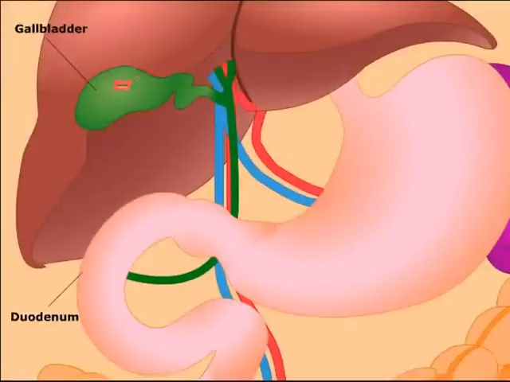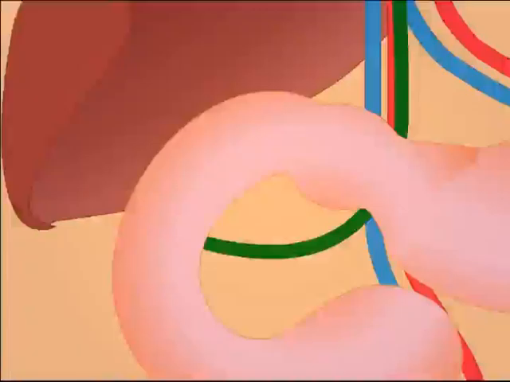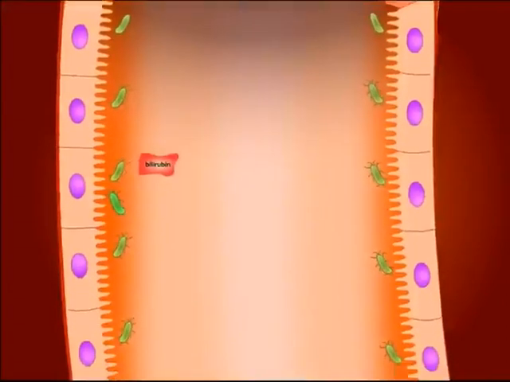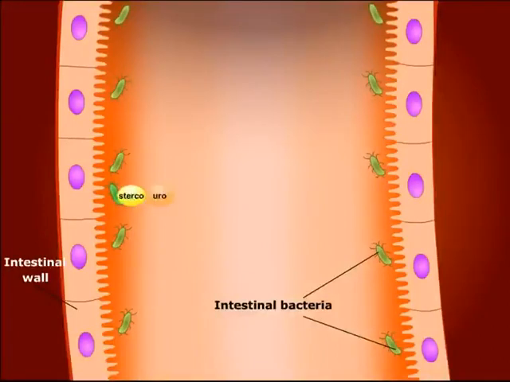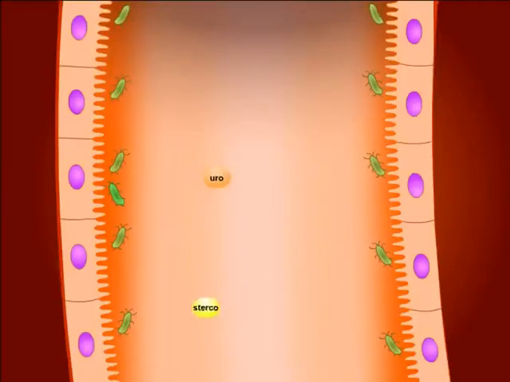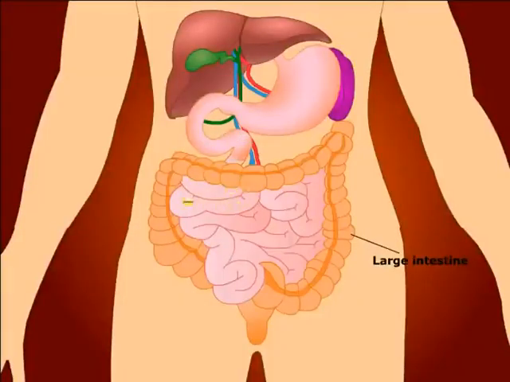From the liver, conjugated bilirubin is secreted into bile, which is stored in the gallbladder. After a meal, bile is then secreted from the gallbladder into the duodenum. In the lumen of the intestine, bacterial flora metabolizes conjugated bilirubin into stercobilinogen and urobilinogen. Stercobilinogen travels through the intestinal network, where it is oxidized to stercobilin and eventually eliminated in the stool.